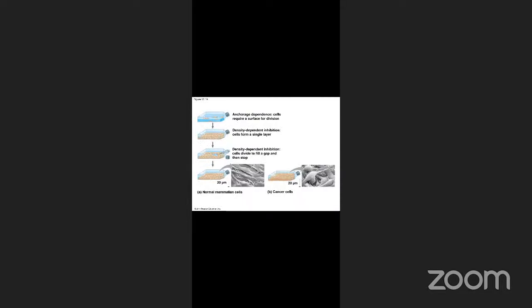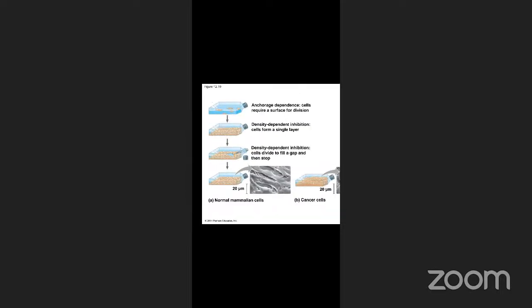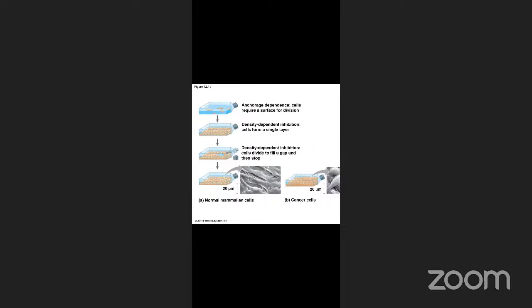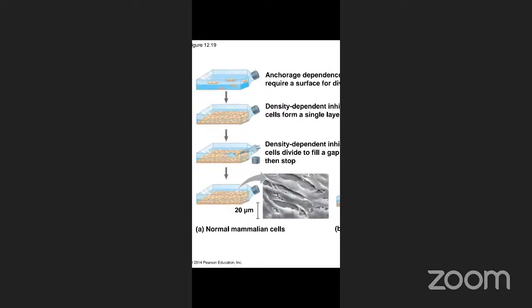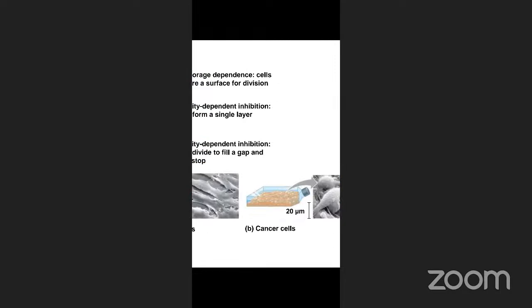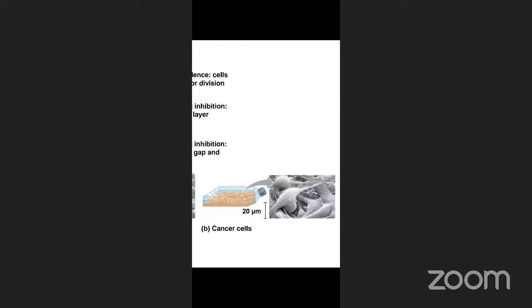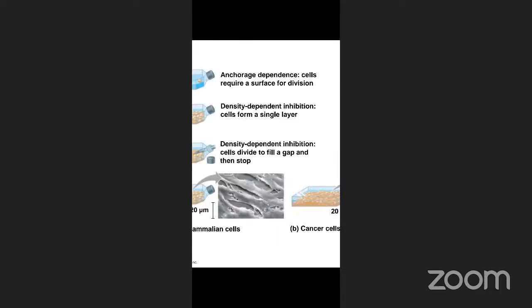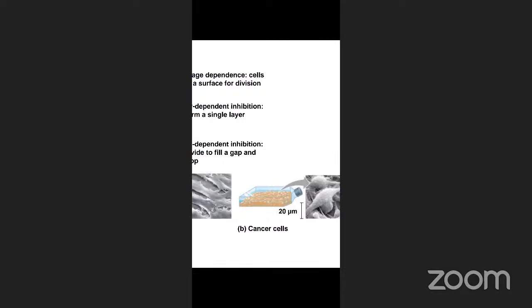Here, in the first step, you can see the cells are attached to the bottom. That means it is anchorage dependence. And when the division has to stop, in cancer, even if the plate is full, they are still growing. The cell division is not stopping. So here you can see the difference between these two cells. This is a normal cell and this is the cancer cell, and this is how they are different. Okay.